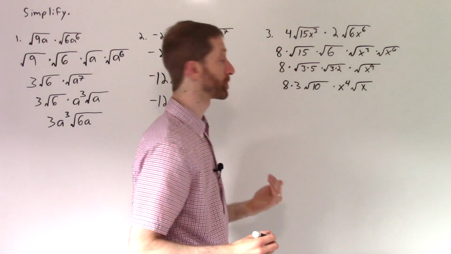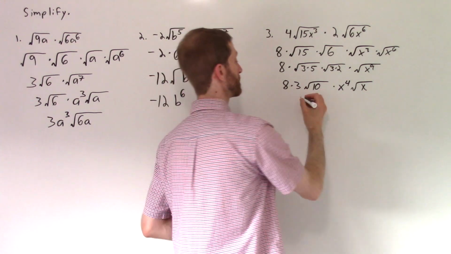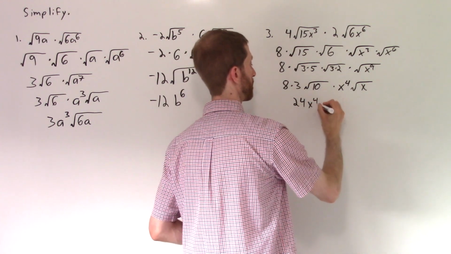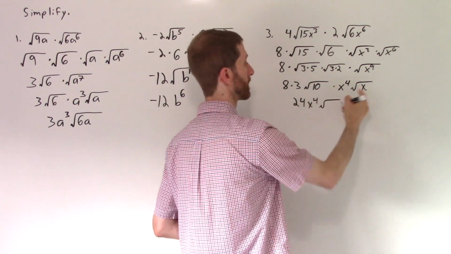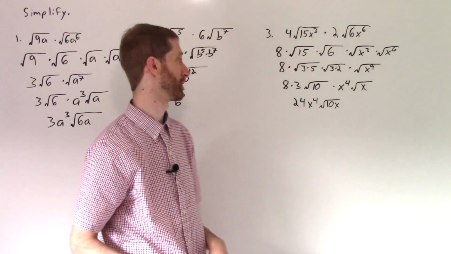And now we're just going to multiply everything on the outside of the radical signs as well as everything on the inside. 8 times 3 is 24. x to the 4th times the square root of 10 times x. And that, peeps, is a beautiful thing.